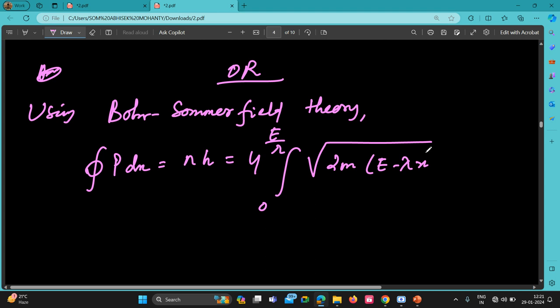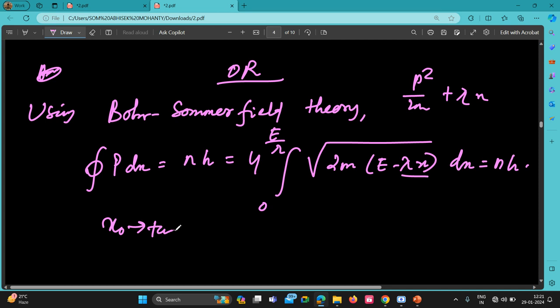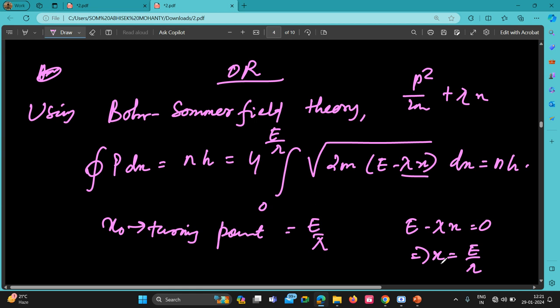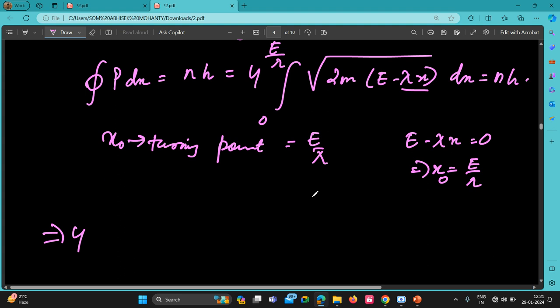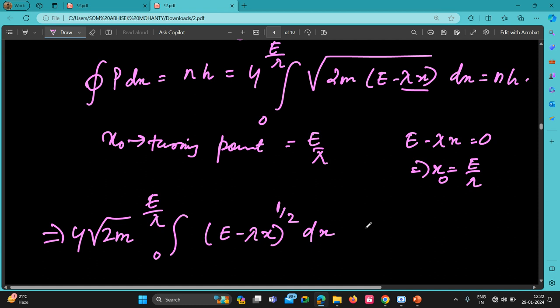This is the one that is given in the question: P square by 2m plus lambda x. So I put lambda x here. Here this x naught is the turning point. And the turning point is E by lambda. How? We just equated E minus lambda x to 0, so x is equal to E by lambda. That is your x naught. So 4 into the integration we have to do: root 2m taken out, 0 to E by lambda, E minus lambda x to the power 1 by 2 dx is equal to nh.